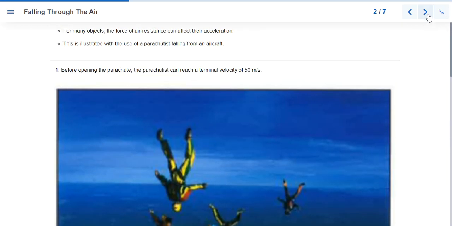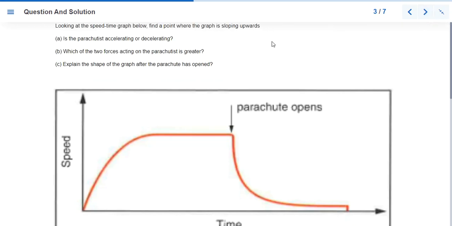Now, moving on, looking at the speed-time graph below, find a point where the graph is sloping upwards. So this is the point where the graph is sloping upwards, from here to here. Is the parachutist accelerating or decelerating? At first, it is accelerating from here to here, maintaining this steady speed here.